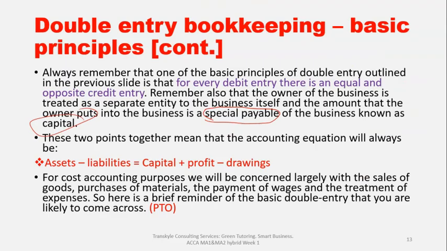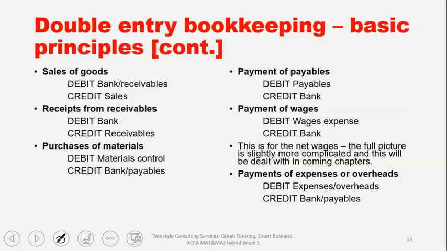So these two points together mean that the accounting equation will always be assets minus liabilities is equal to capital plus profit minus drawings. For cost accounting purposes, we'll be concerned largely with the sales of goods, purchases of materials, the payment of wages, and the treatment of expenses. So here is a brief reminder of the basic double entries that you are likely to come across.